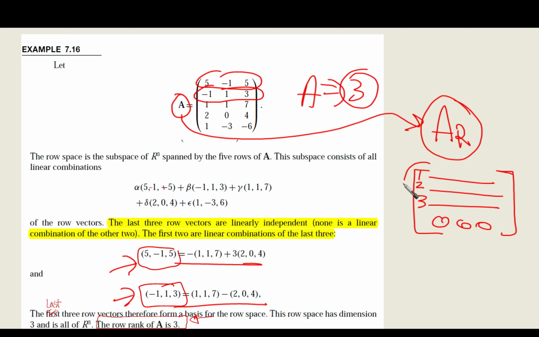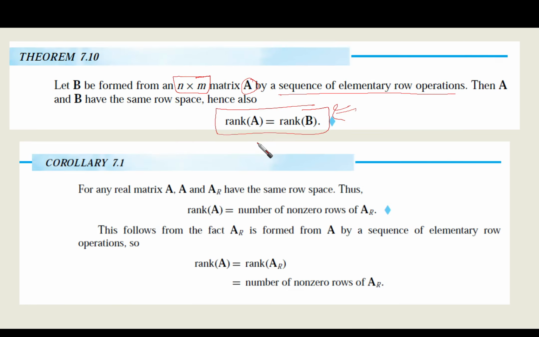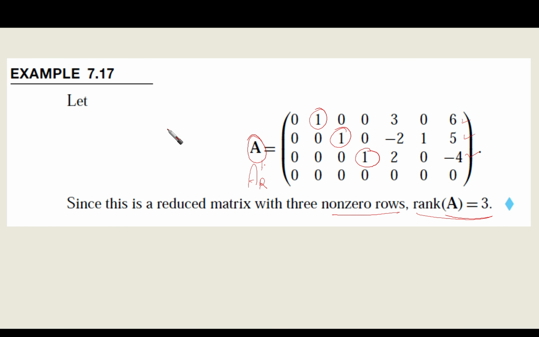Then you are going to find 3 non-zero rows. Then the rank of A is 3. That's it. Okay, now let's have an example to understand it more. Let A equal to this matrix. So we want to know the rank of A.